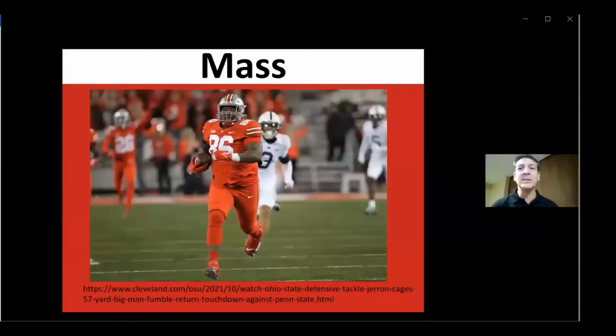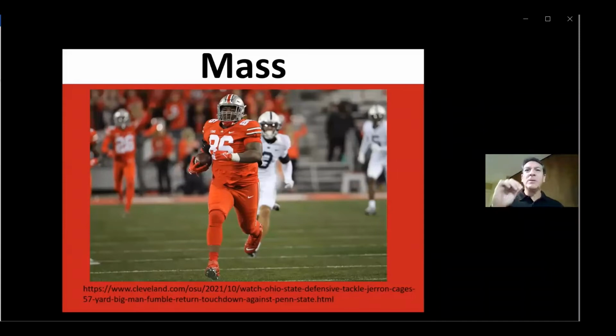Now let's think about mass. This is a very massive individual, above 300 pounds. This was a defensive tackle who took a fumble into the end zone from 50 yards away. And it's not a normal piece. His mass allows him to be able to do the things that he does on the defensive tackle side. So it doesn't allow him to accelerate very well.